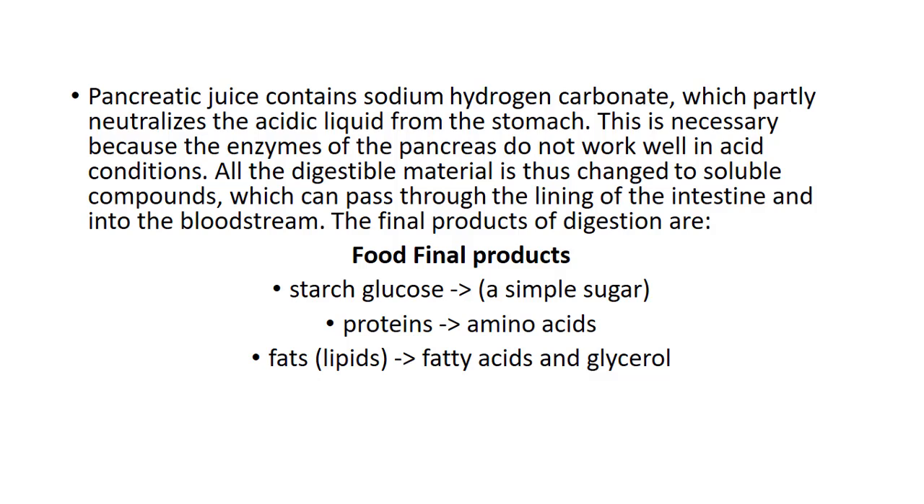All the digestible materials thus change to soluble compounds, which can pass through the lining of the small intestine into the bloodstream. The final products of digestion, as you can see in the diagram, are: starch is broken down into simple sugars, glucose; proteins are broken down into amino acids; and fats or lipids are broken down into fatty acids and glycerol. For today we have finished, guys. Thank you very much.